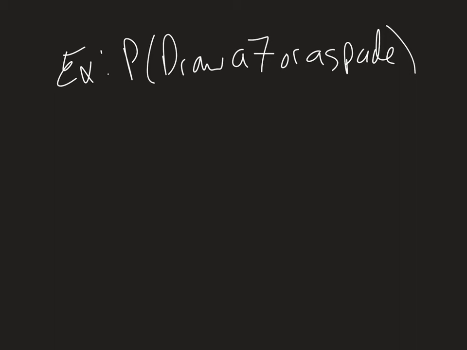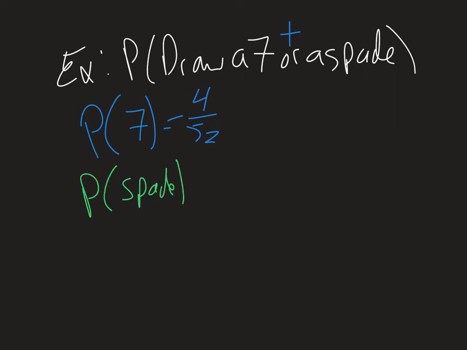So we're dealing with the "or," so we're probably going to do some addition at some point. That's the tip-off there. But we have to be careful in how we do it. So let's look at the probability that I draw a 7. That's going to be 4 out of 52. That one's pretty straightforward. And then likewise, the probability that I draw a spade. Well, there's 13 spades out of the 52 total.